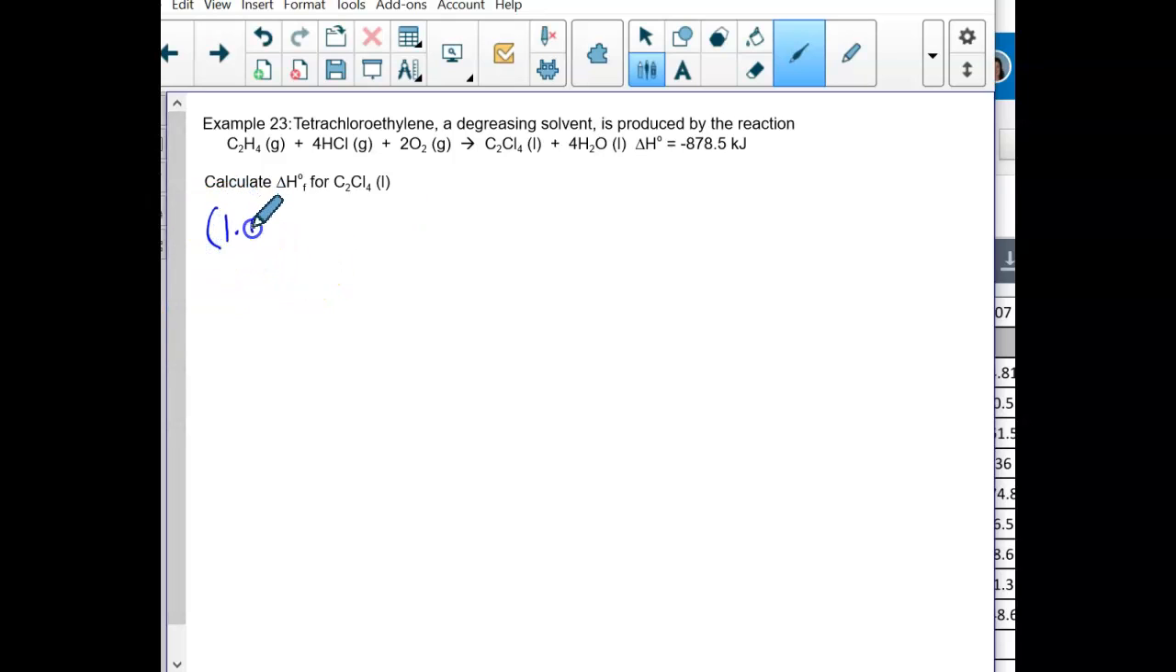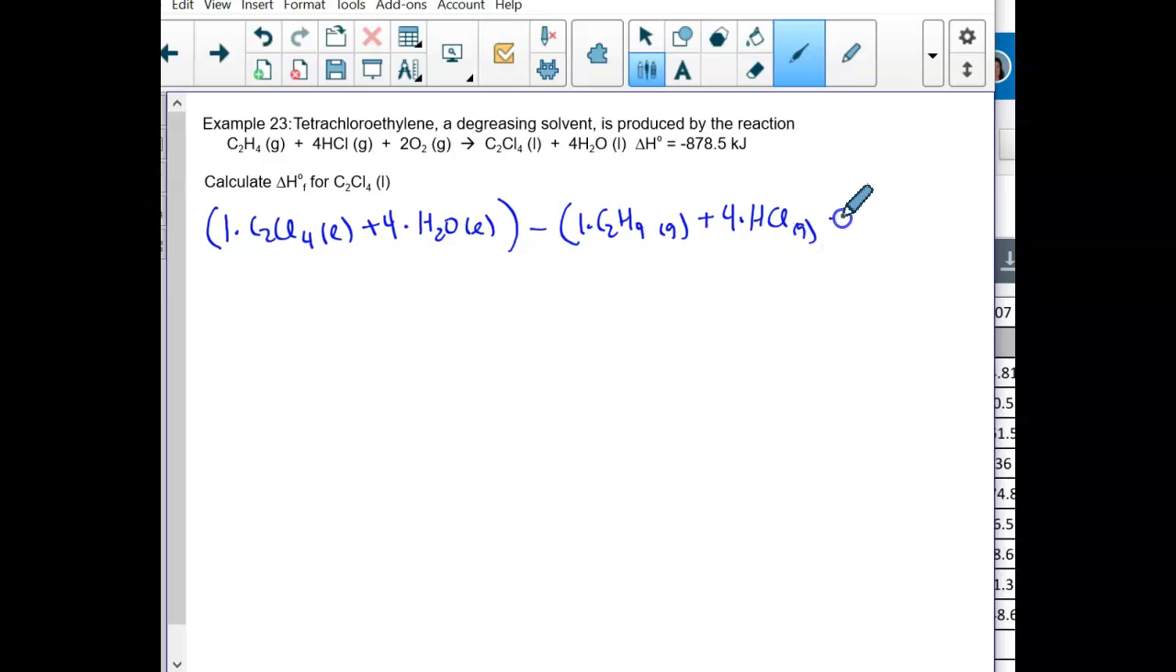So 1 times C2Cl4 liquid plus 4 times H2O liquid. That's my products. Minus 1 times C2H4 gas plus 4 times HCl gas, that's some nasty stuff, plus 2 times O2 gas. Okay, so this is what we're looking for. This becomes our X. So where is it? It's right here. Could be anywhere, but this happens to be right in front.